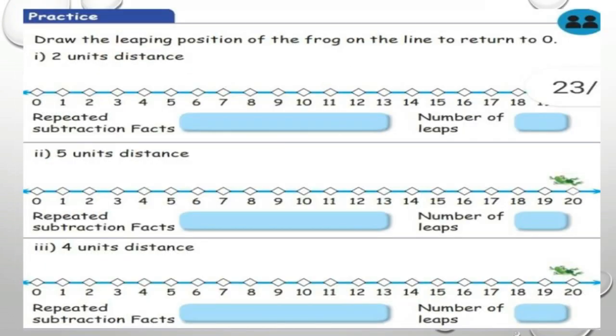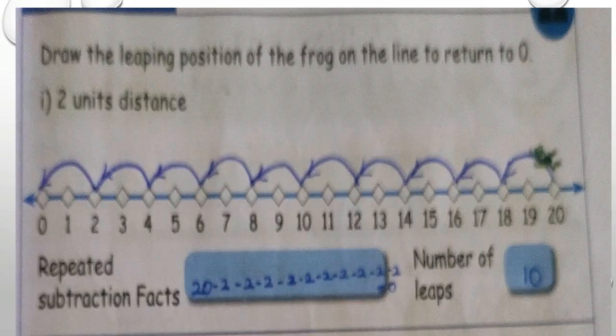Let us practice the sums. Draw the leaping position of a frog on the line to return to 0. So let us do the sum. First one, 2 units distance. So one leap has to cover 2 distance. For addition we have moved forward, right? So here for subtraction we have to move backward. That is, in addition we have started from 0.